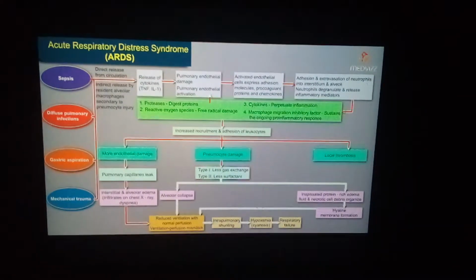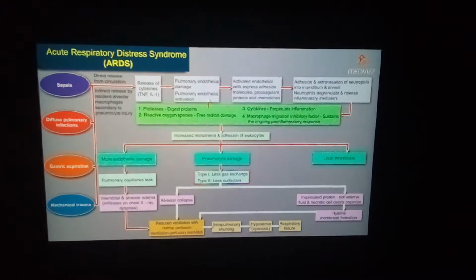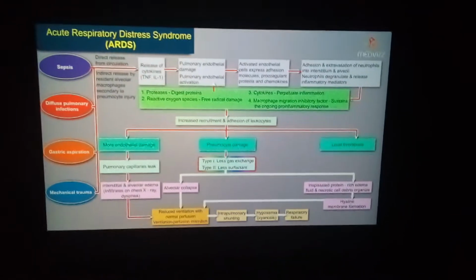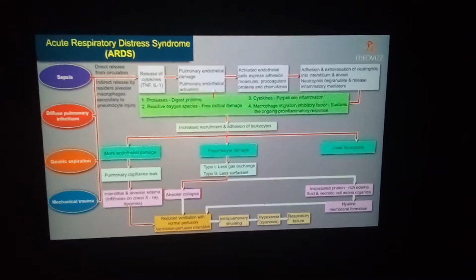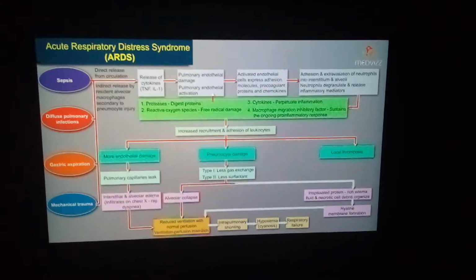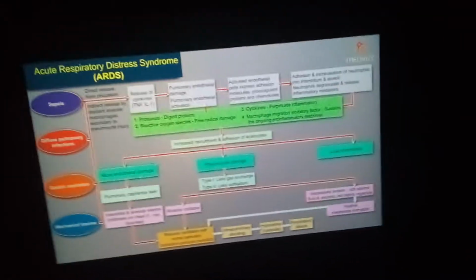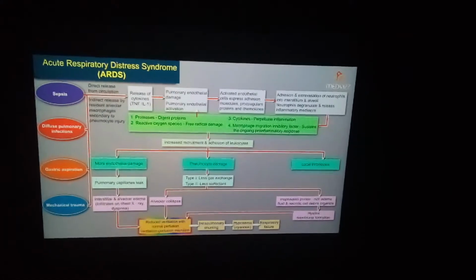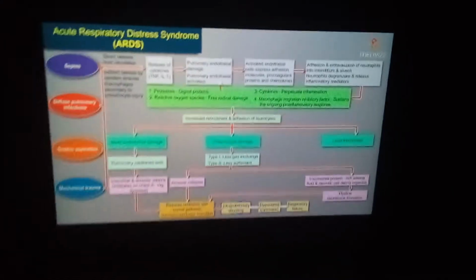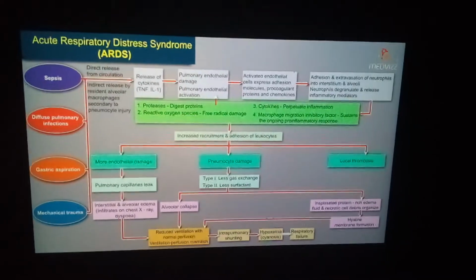The second mechanism, pneumocyte damage, causes less gas exchange, with damage to type 1 cells, and less surfactant, with damage to type 2 cells. Both of these then lead to alveolar collapse, which also causes a VQ mismatch. There is also inspissated protein-rich edema fluid and necrotic cell debris which organize, and these cause the hyaline membrane to form, and this again triggers the ventilation-perfusion mismatch, the reduced ventilation, and normal perfusion. This ultimately leads to intrapulmonary shunting, which triggers hypoxemia, causing cyanosis, and ultimately respiratory failure.